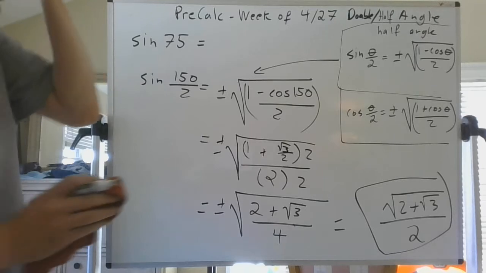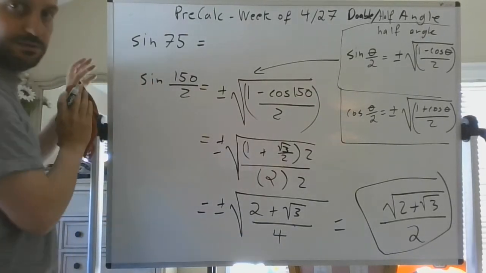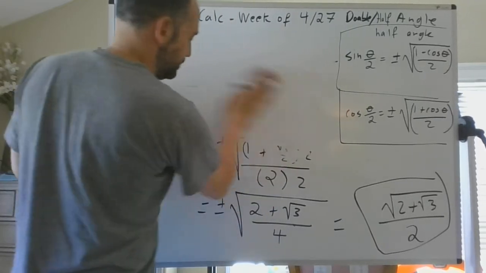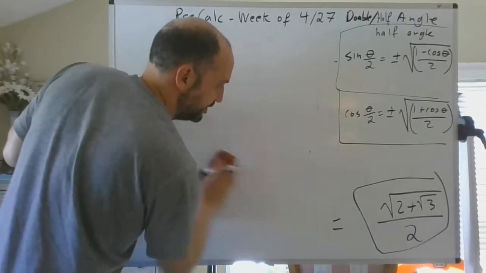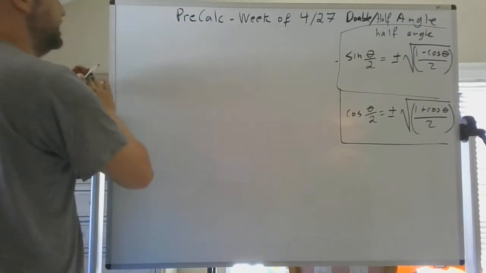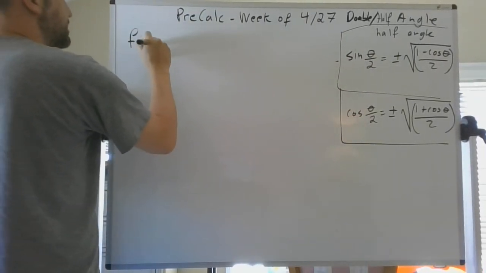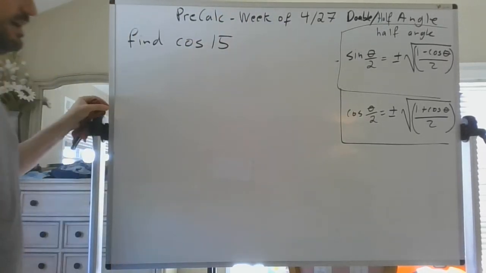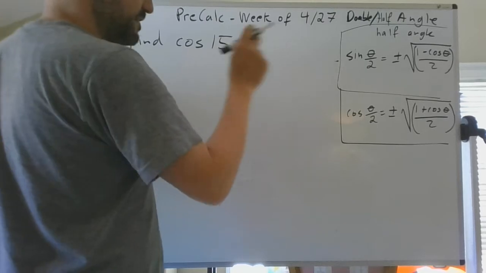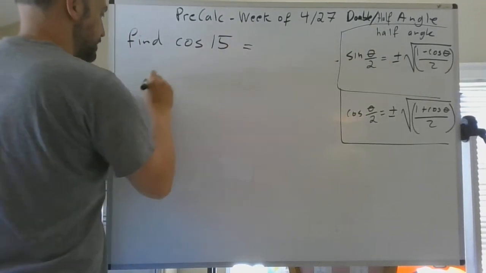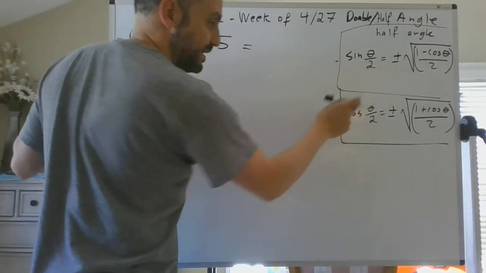This time we're going to do cosine of 15, all right? So I'm going to erase that. This time we're doing cosine of 15. Okay, so we're going to find the cosine of 15 using half angle. So if the cosine of 15 is what I'm looking for, what I'm going to actually do is do cosine of what divided by 2?